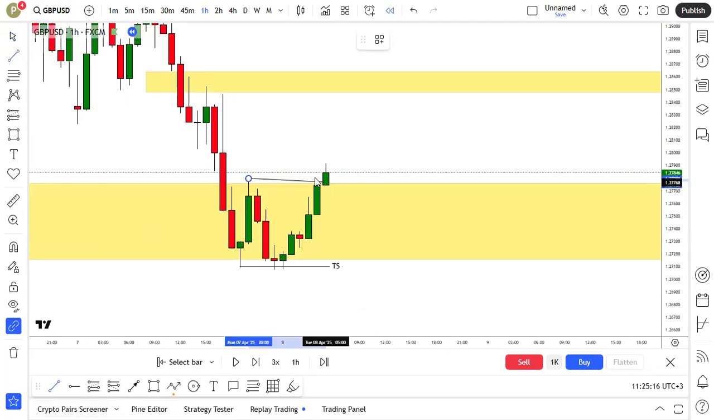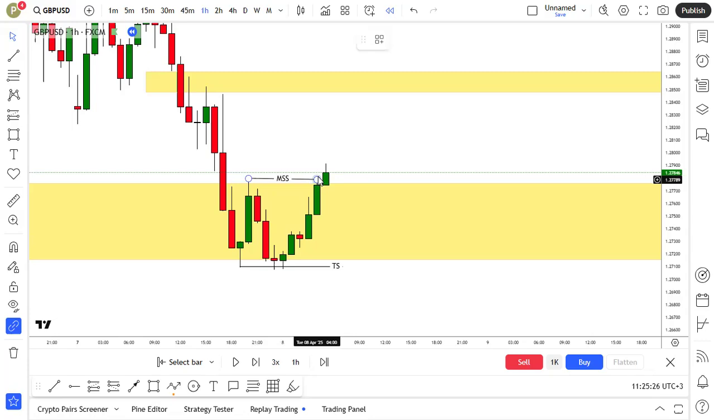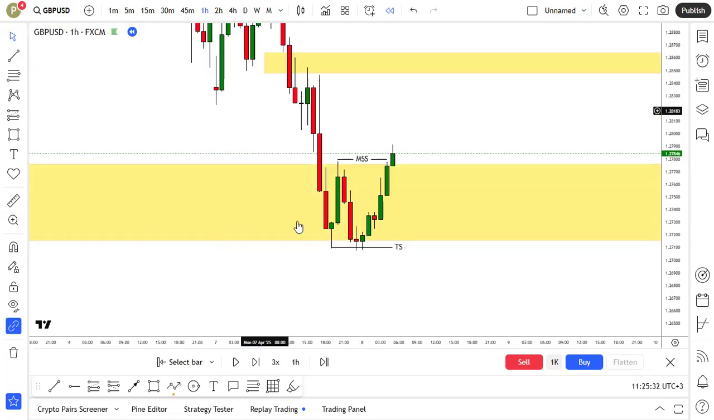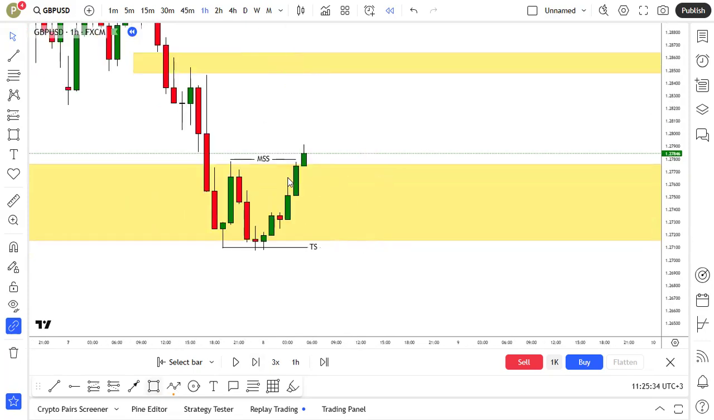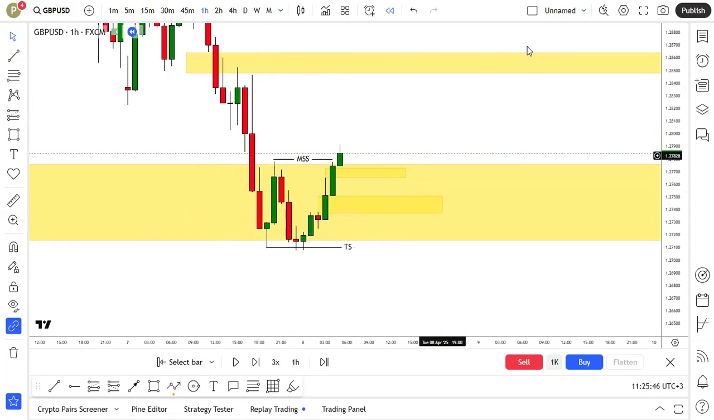Okay. Now we are dealing with market structure. We are coming from liquidity, now we are dealing with market structure. So we have a market structure shift right there. And look closely at what price is creating here. You can see we have this fair value gap, and also this fair value gap. So we have two bullish fair value gaps, or we call them the BC.